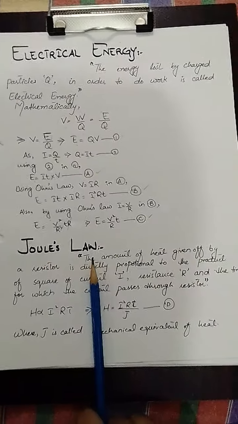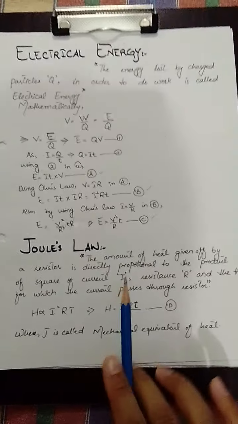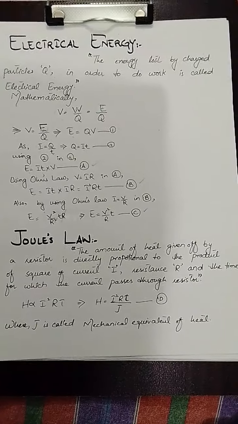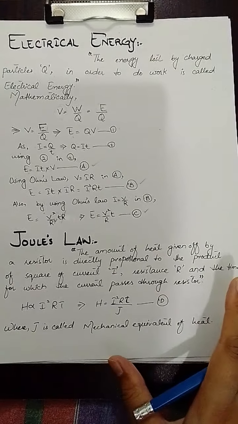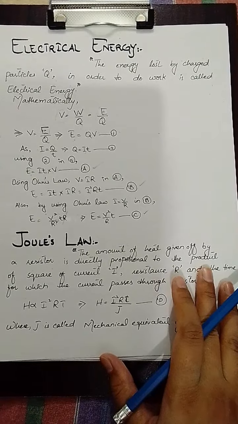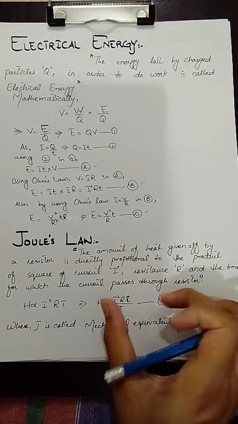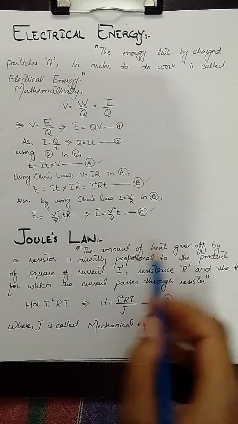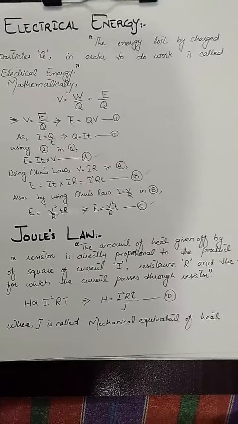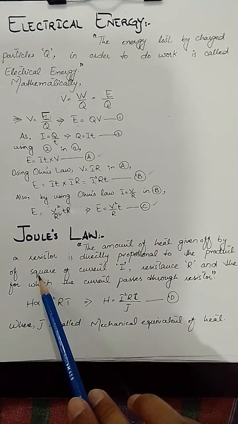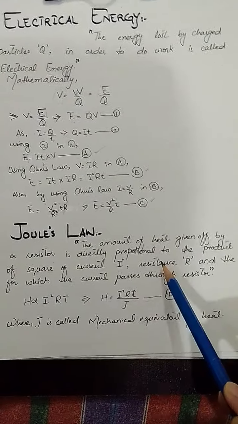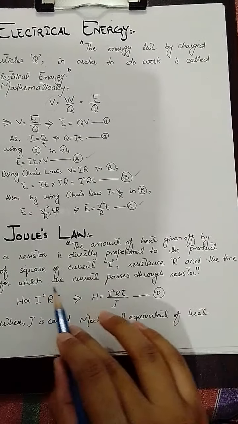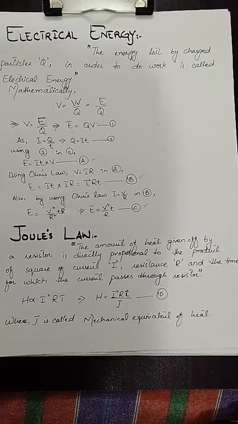Coming to the Joule's law, it's just a simple law. हम इसे thoroughly discuss नहीं करेंगे 10th class में. We are just going to study the definition of this law and the basic principle. What does the law say? So by definition, the amount of heat given off by the resistor is directly proportional to the product of square of the current, resistance, and the time for which the current passes through the resistor, right?